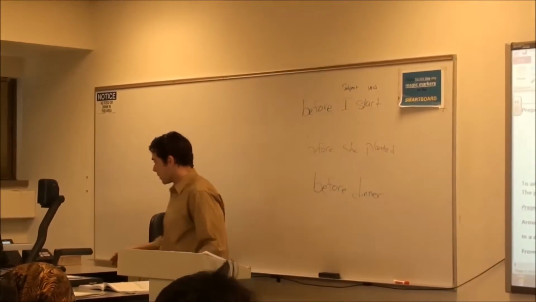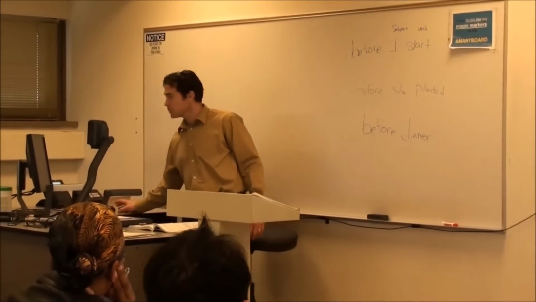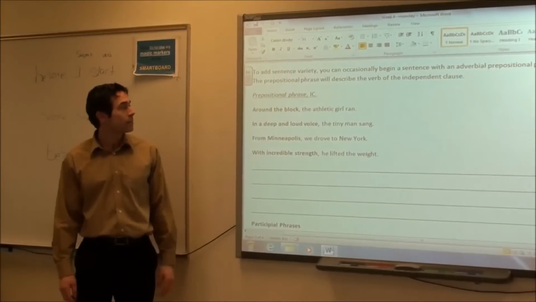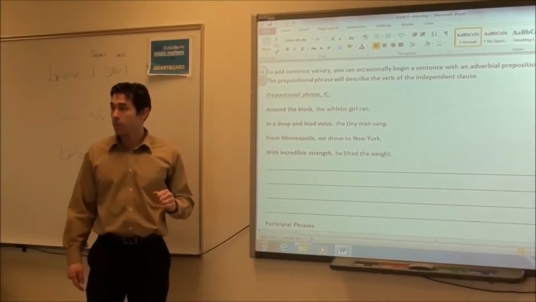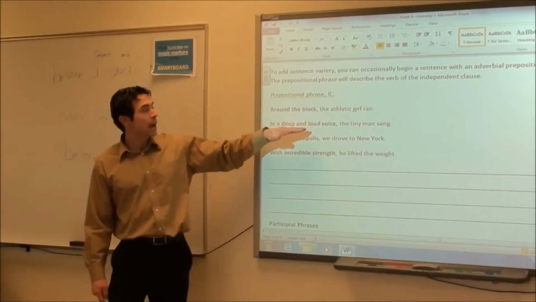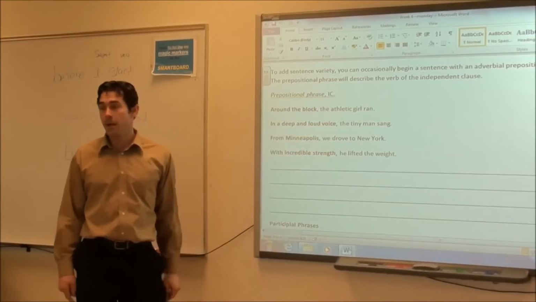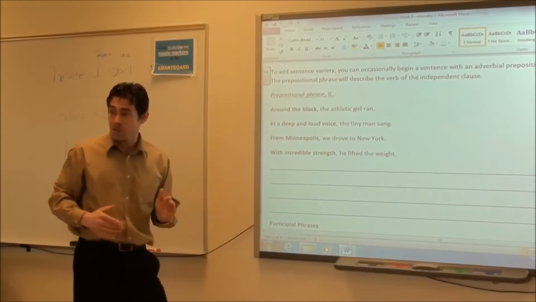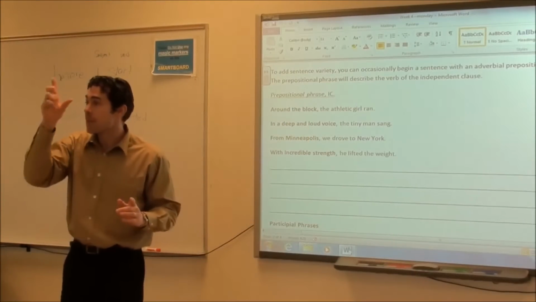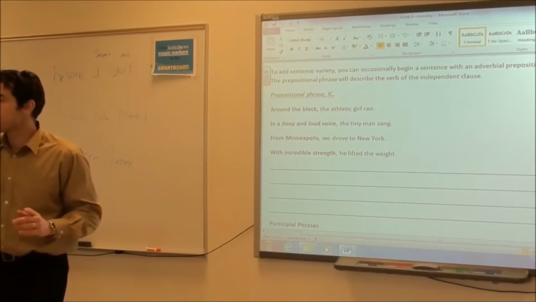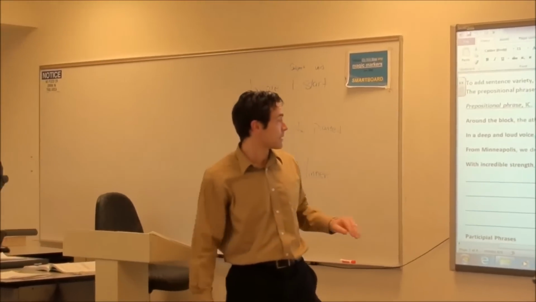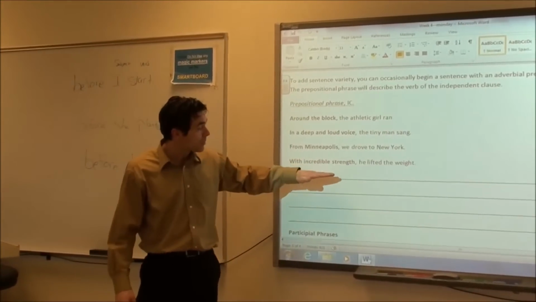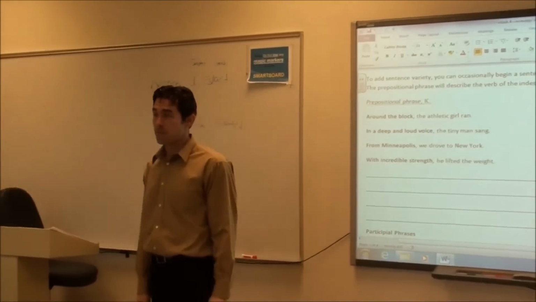Okay? For example, around the block, comma, the athletic girl ran. Notice the comma after the prepositional phrase. In a deep and loud voice, comma, the tiny man sang. If you begin a sentence with a prepositional phrase, you follow it with a comma. That prepositional phrase will describe the verb of the sentence, the main verb of the sentence. From Minneapolis, comma, we drove to New York. With incredible strength, comma, he lifted the weight.